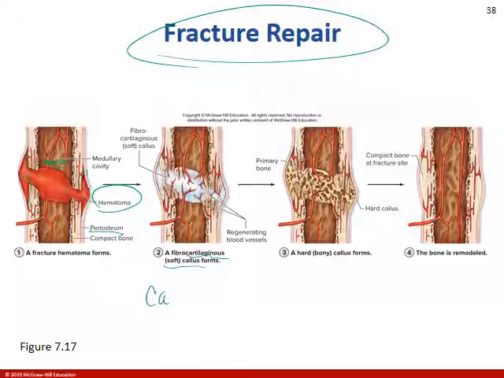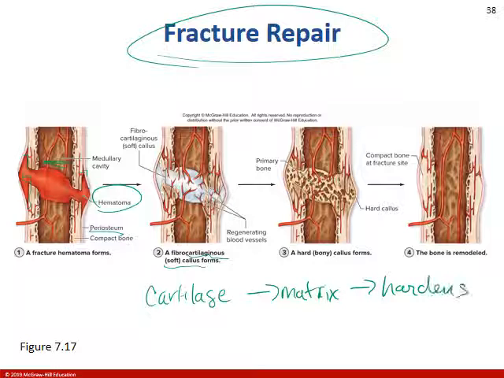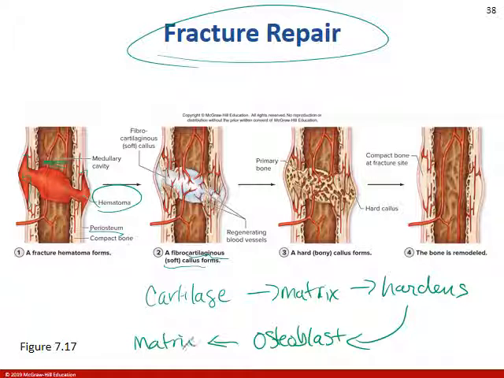Remember, we lay down cartilage first, and then we have matrix that hardens. And then we have the osteoblasts coming in, and the osteoblasts do the same thing. They lay down their matrix, and then that gets hardened, and now we have a hard bony callus that's formed. Remember again, the periosteum has the cells. The periosteum has osteoclasts, osteoblasts, stem cells. So that's how these osteoblasts come in and start producing what we think of as hard bone, right?